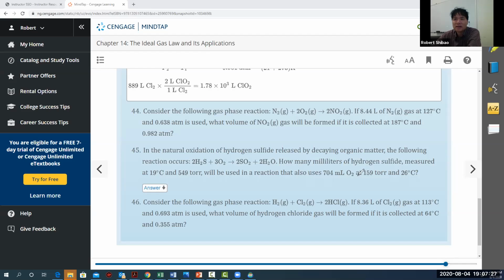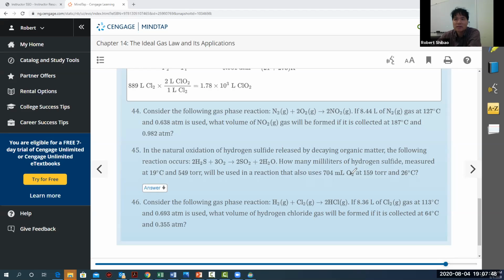But anyway, it's the same kind of deal. What they're going to do is use the combined gas law to change the O2 into these conditions here. Maybe the O2 was measured on some other day, but it still doesn't make sense. And so they're going to use the combined gas law. This is what I'm predicting.